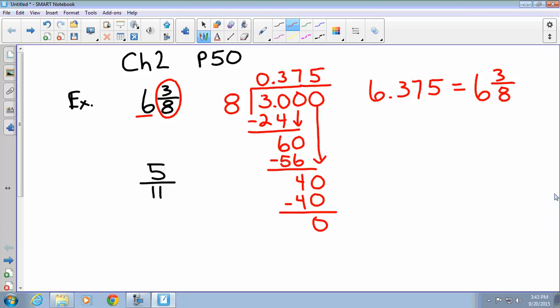And that would be an example of a terminating decimal. The decimal stopped right here. We are done. Now let's look at the repeating decimal for 5/11ths, and this is example B.